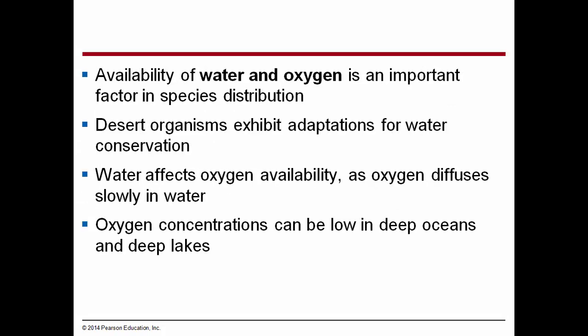The availability of water and oxygen is an important factor in species distribution. Desert organisms exhibit adaptations for water conservation. Water affects oxygen availability as oxygen diffuses slowly in water. Oxygen concentrations can be low in deep oceans and deep lakes.